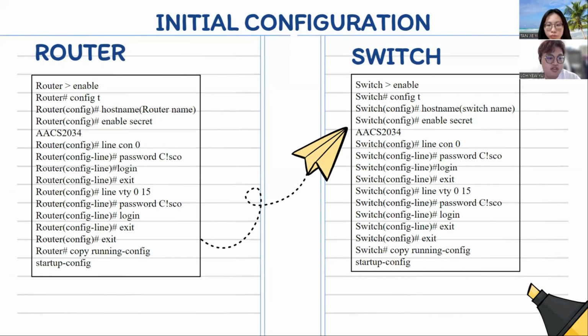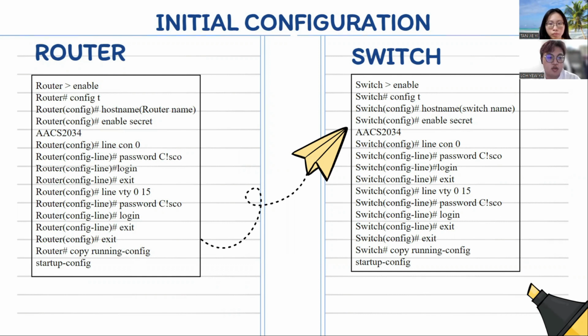And line con 0, in full we call line console 0. This one is to enter the console line 0 configuration mode. For password, we set a password for line console 0 for login authentication purpose. Then we access the configuration line, and we type in line vty 0 50. This one is the virtual terminal line. So we also set a password for login authentication purpose.